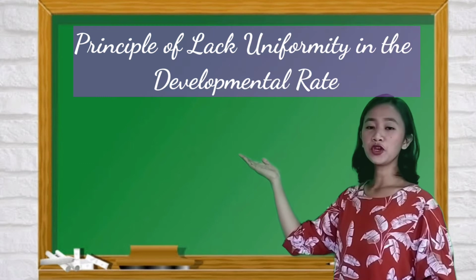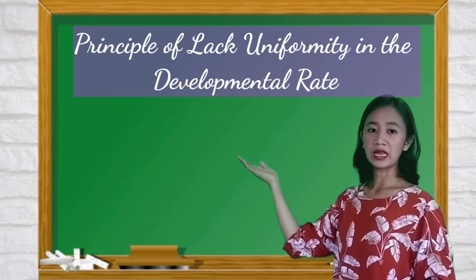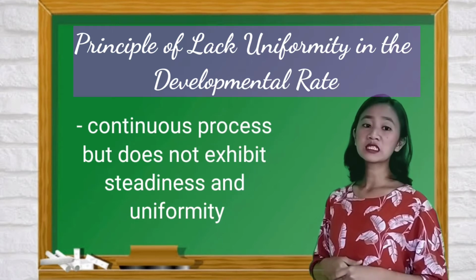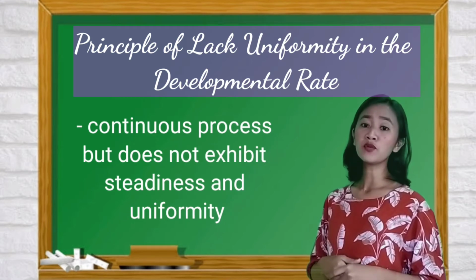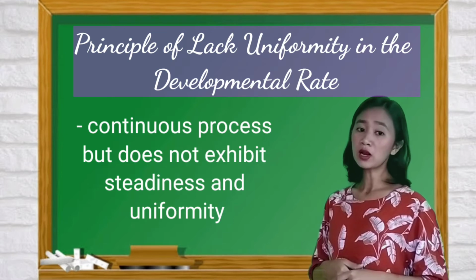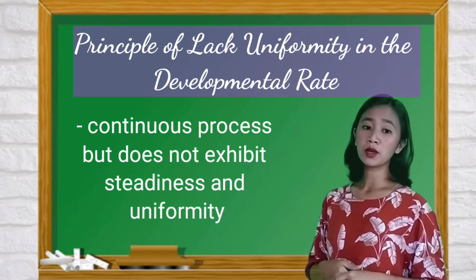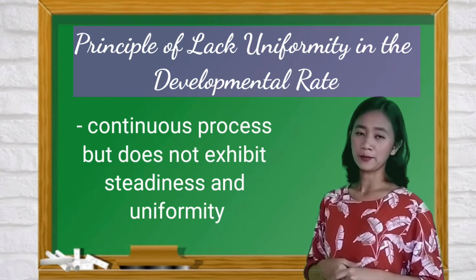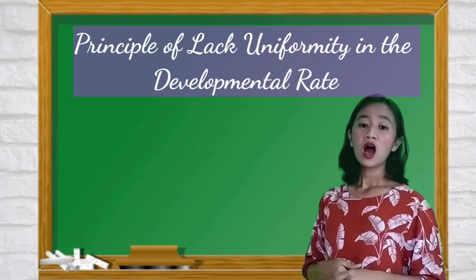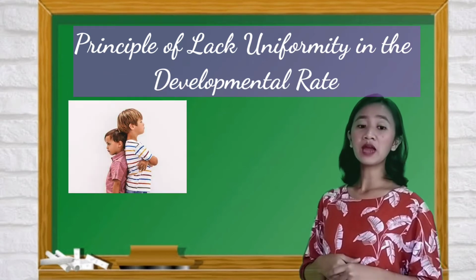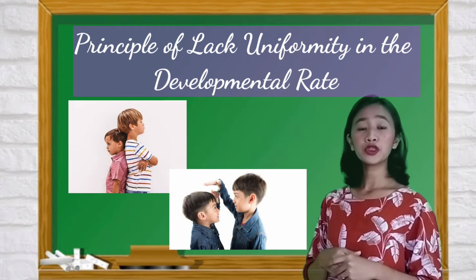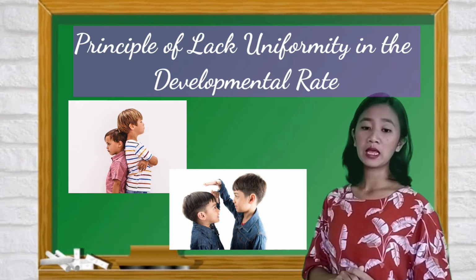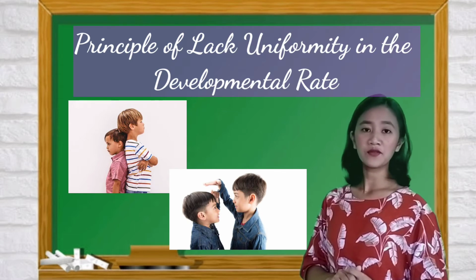Principle of lack of uniformity in the developmental rate. Development is a continuous process but does not exhibit steadiness and uniformity in the rate of development in the various aspects of personality or in the developmental periods and stages of life. Example: a person may have a high rate of growth and development in terms of height and weight, but may not have the same pace of mental and social development.